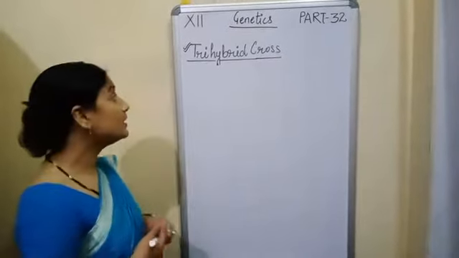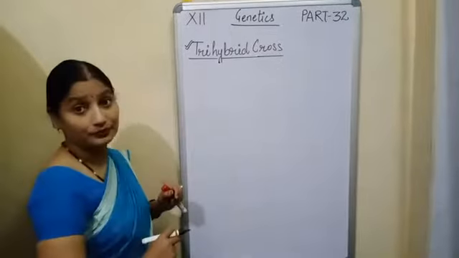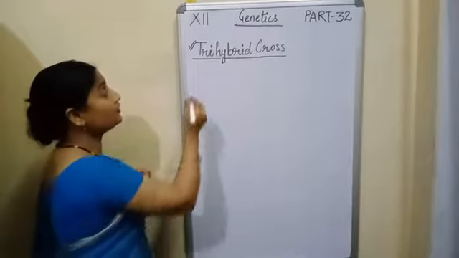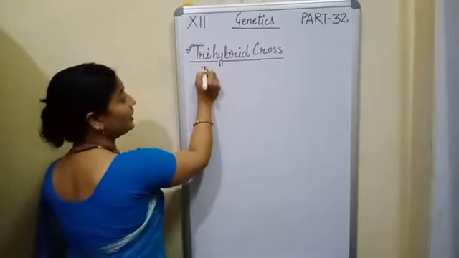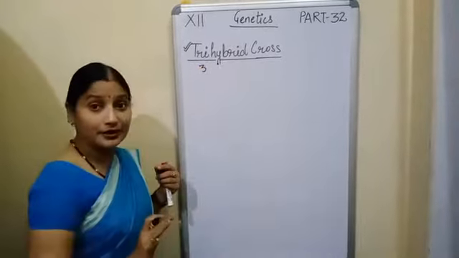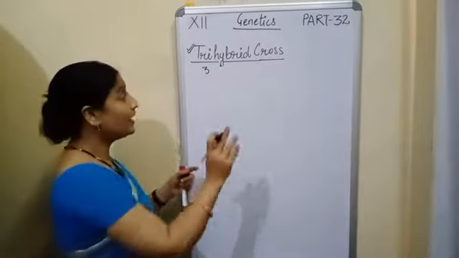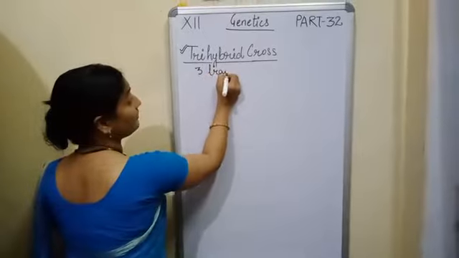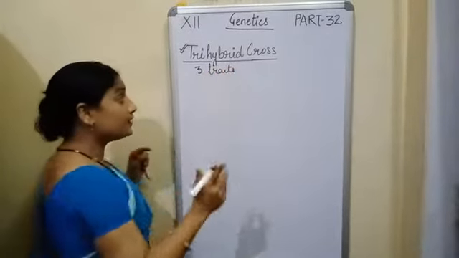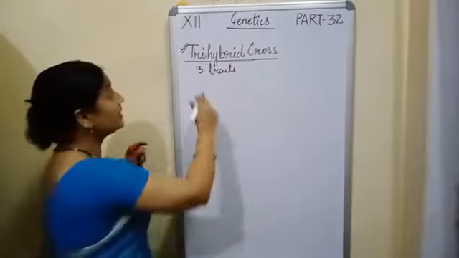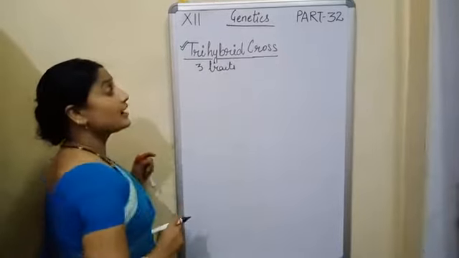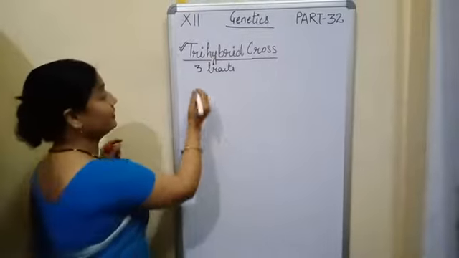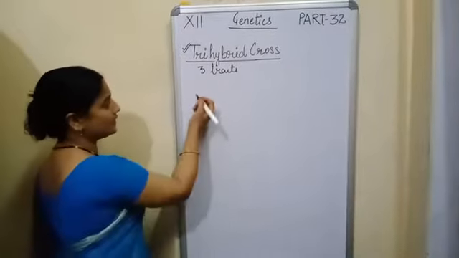Now, see, this is new for you. That is the trihybrid cross. And the meaning of tri is 3. Again, hybrid means intermixing, and intermixing of what? Traits. So, intermixing of 3 traits is called a trihybrid cross. Intermixing of 3 traits. Clear? Now see what 3 traits we can take.